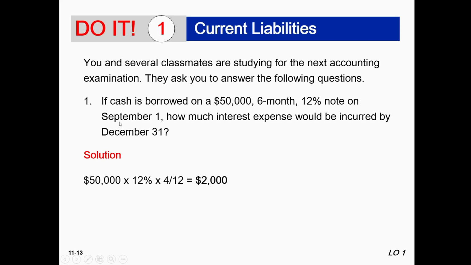So 50,000 is the amount borrowed, 12% is the annual rate, but we only need for 4 months because from September 1st till December 31st, 4 months are over. So 4 by 12. So interest which is due, that is $2,000.